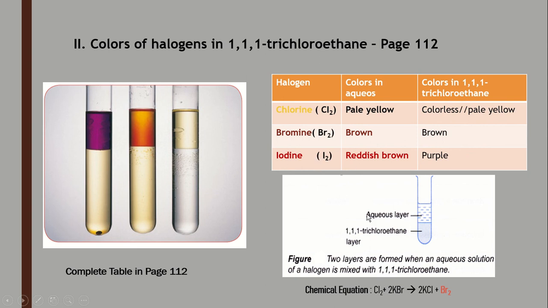So boleh tengok macam mana dia punya two layers form when aqueous solution of halogen is mixed. Okay, gini. Bawah ni dia punya solution 1,1,1-trichloroethane dia kan takkan bercampur. Dan atas ni kita boleh tengok dia punya color yang terhasil. Kalau warna purple bermakna itu adalah iodine. Kalau warna brown itu adalah bromine. Kalau warna yellow ataupun colorless dia adalah chlorine. Okay, so for this reaction tadi, after the reaction dia produce bromine kan.